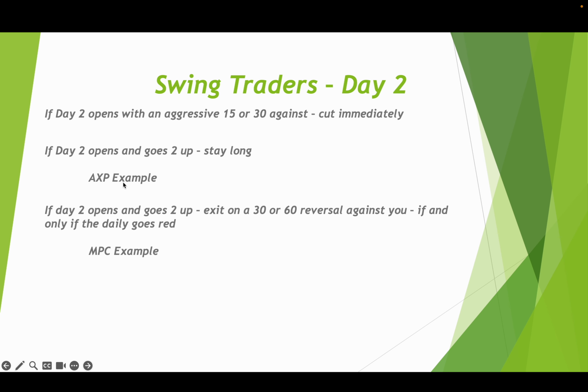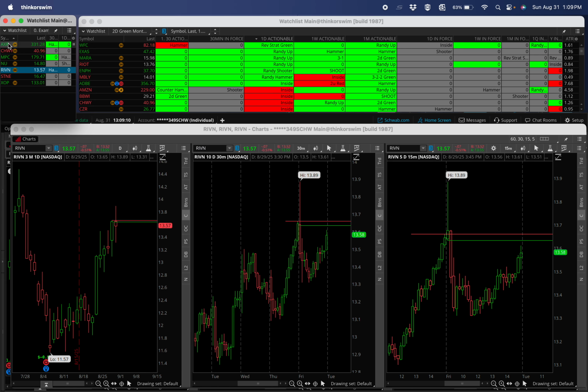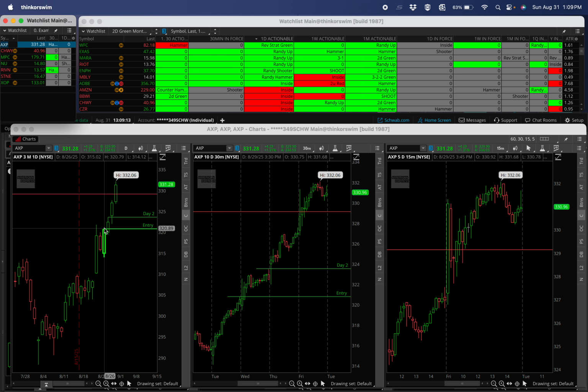Now, if the second day opens and it goes 2 up, stay long. You're good to stay long. I keep doing that with the slides. Here's an example here, AXP. We looked at this one, I want to say, on Tuesday. You had the inside indecision candle day here. You had the 3 on the day. So you initially entered the position here when it went 3 to up on the day.